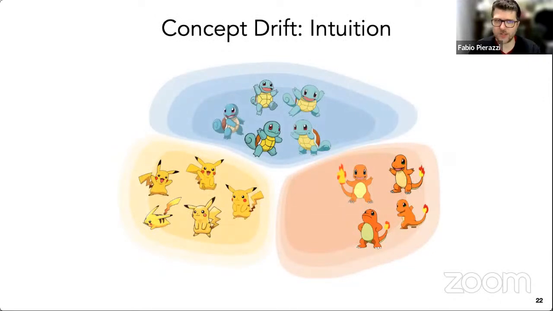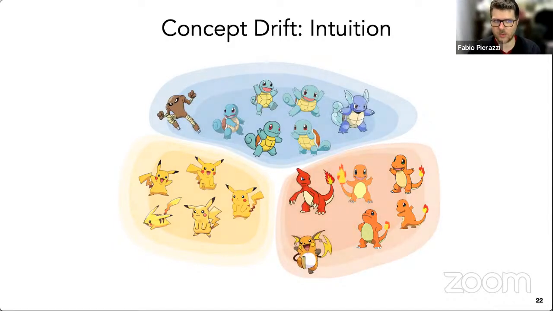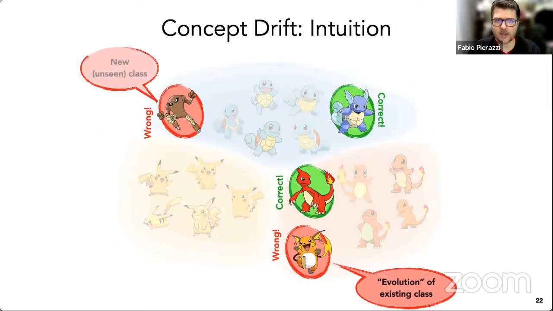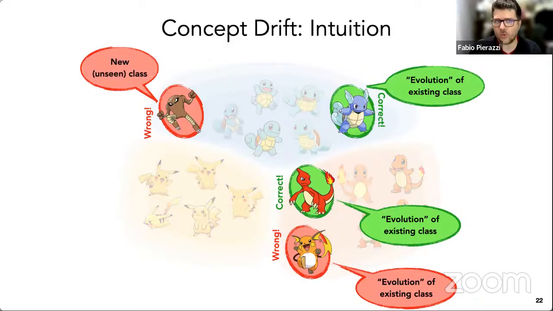I want to give an intuition first. Let's add another Pokemon to the set, a Squirtle. These areas of more intense color in the center can represent the decision functions. So we have a 3-class problem, and at test time, in terms of drift, we may have 3 possible situations. We may have an evolution of an existing class, which could or could not be classified correctly, and an entirely new unseen class that, in traditional supervised classification with a fixed number of classes, would be misclassified regardless. So this is something that we need to take into account.